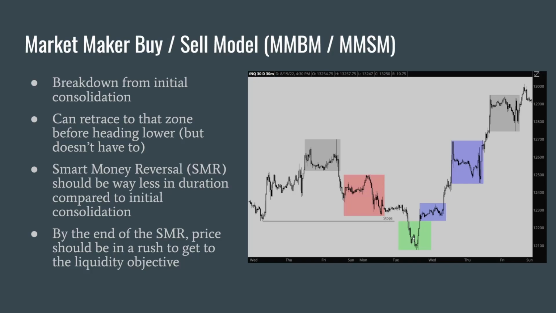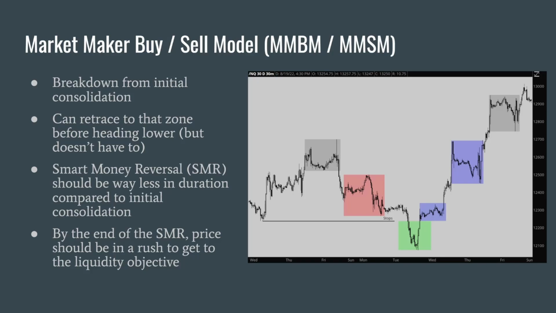And then as it breaks this zone and moves lower below these stop levels, and as price comes below those stops, we want to be anticipating a potential smart money reversal that should be way less in duration compared to the initial consolidation right here. And if we look at it, it's very clearly less than half of the time it took to get through this consolidation right here. And by the end of the smart money reversal, price should be in a rush to get to the liquidity objective, which would be these highs right here, and ultimately the higher time frame targets that aren't shown on this chart.